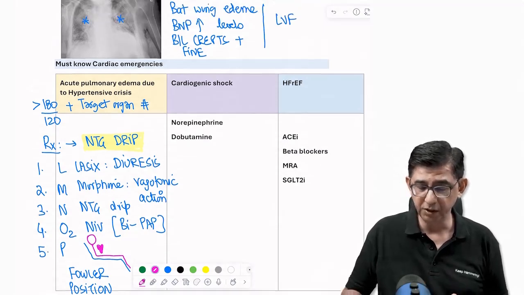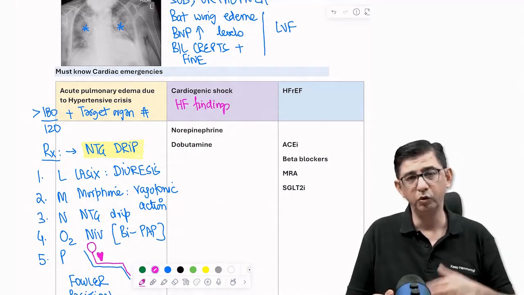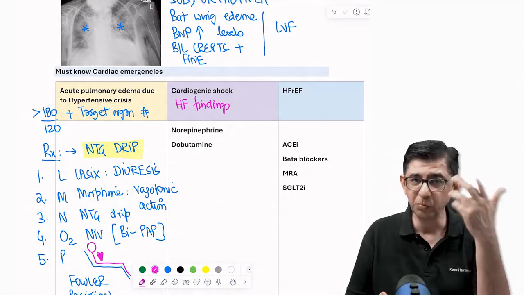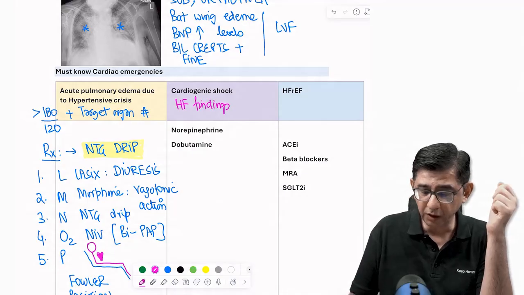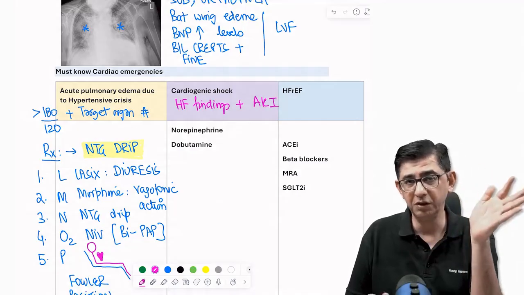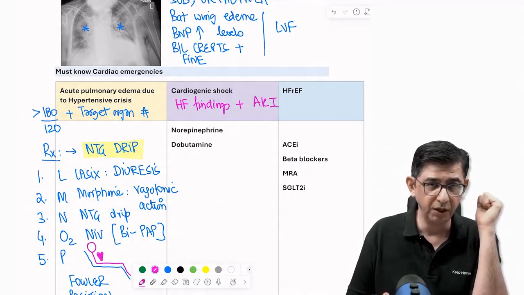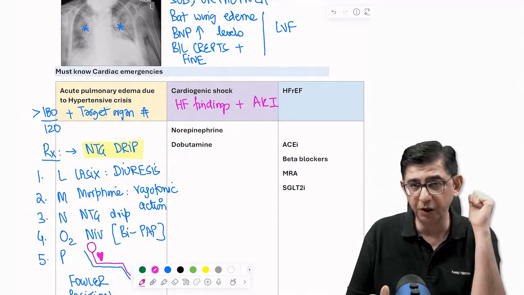The fundamental difference is that if you get a question in which heart failure findings are present, I've already explained heart failure findings. Those could be in the form of pulmonary edema and pedal edema. Then, along with heart failure findings, if acute kidney injury is beginning to occur, the definition of which I've discussed in nephrology, serum creatinine will rise 1.5 to 1.9 times. Along with that, the urine output is also beginning to reduce.